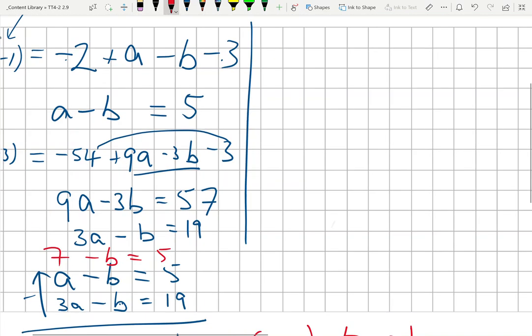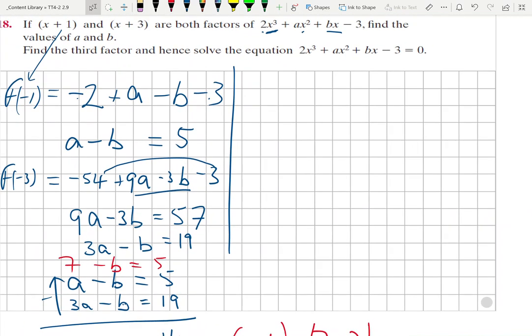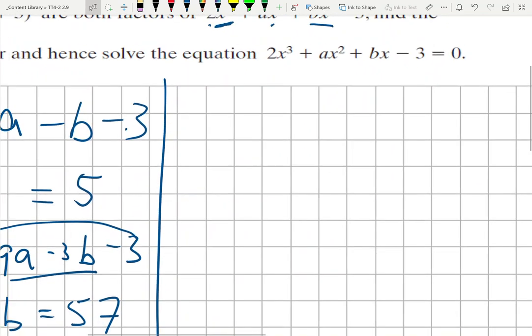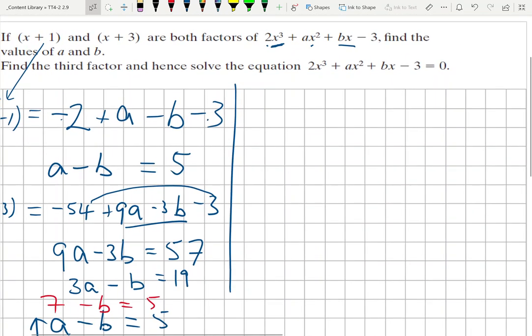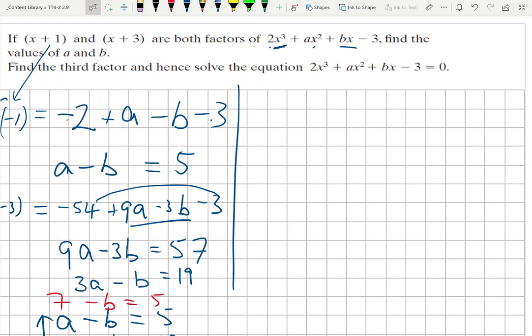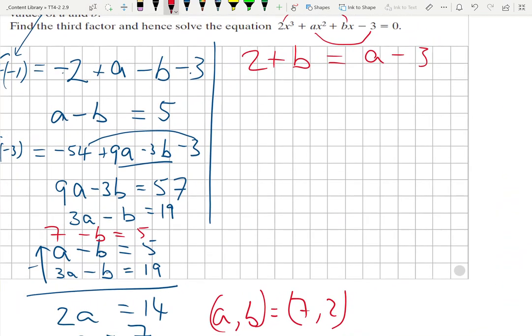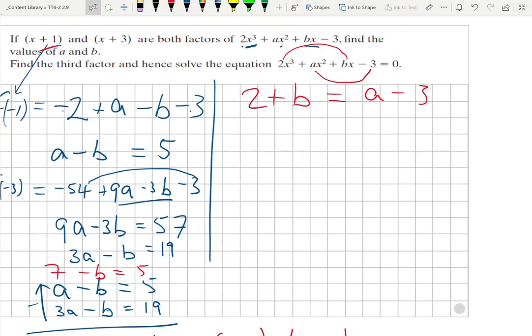Now, it was a bit of work, wasn't it? We don't like to have to work too hard. Is there an easier way? Well, first of all, the minus 1 is telling us that the odd coefficients add to the even coefficients. Let's check that that's true in our solution. Is 2 plus 2 equal to 7 take 3? It is. So that's one formula.